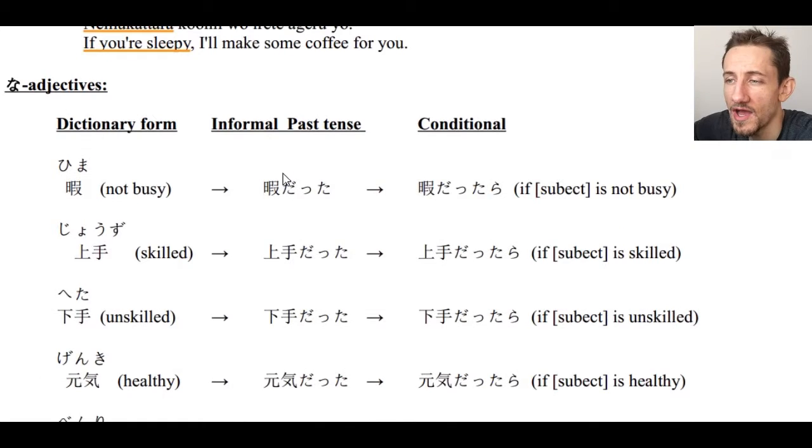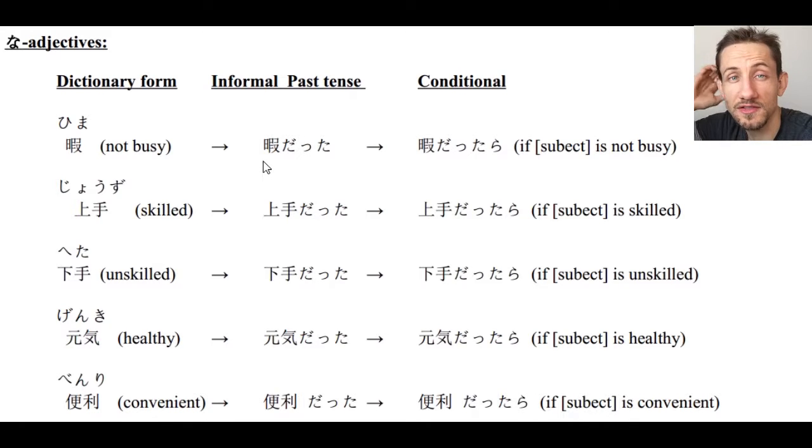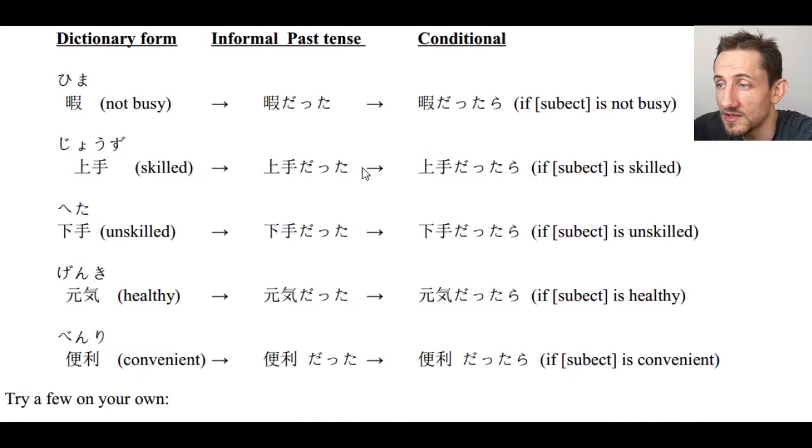So now we'll take a look at our na-adjectives. They work a little differently, but still very easy. All we have to do is conjugate it to the informal past tense and add the ra. So we got hima, hima datta, hima dattara. Jouzu, jouzu datta, jouzu dattara. So I think you can see a pattern here. All we do is add dattara to the dictionary form or the regular form of the adjective.